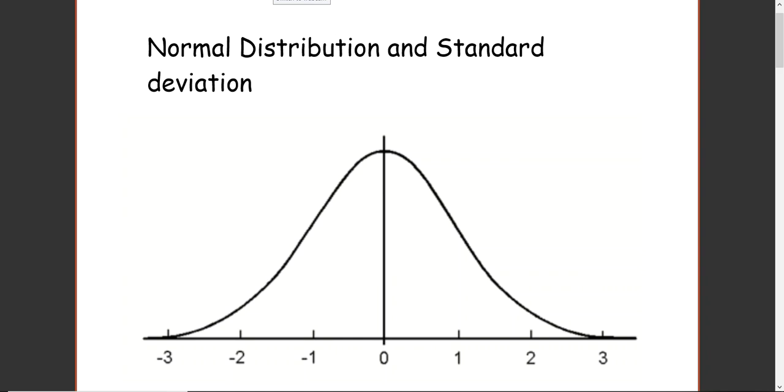Right, normal distribution. Just quickly, if you want to turn to page 87 in the textbook, you might need to go and get a textbook. Right, page 87 in the textbook. Pause the video while you're all getting your books.